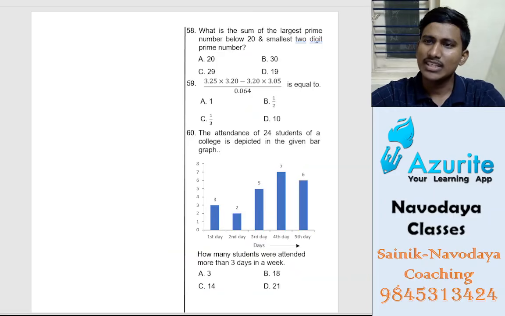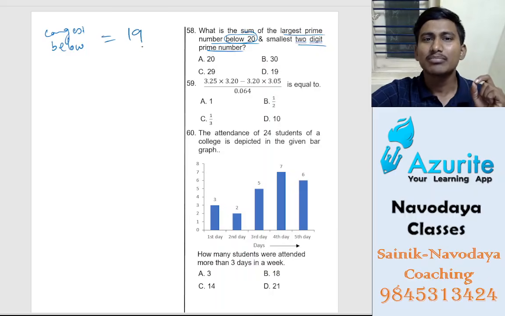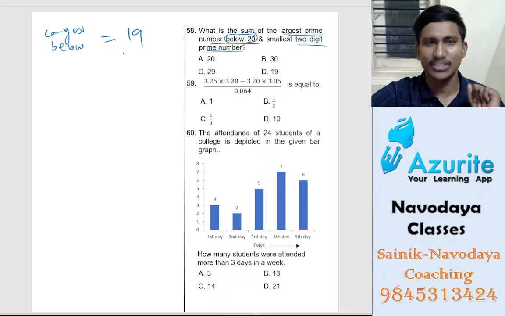Okay, so see here students, question 58. What is the question? The question is, what is the sum of the largest prime number below 20 and the smallest 2-digit prime number? Largest prime number below 20, which is it? Yes, that is 19. Before 20, 19 is the prime number. That is, 19 is the largest.